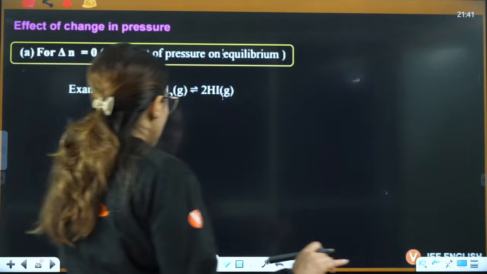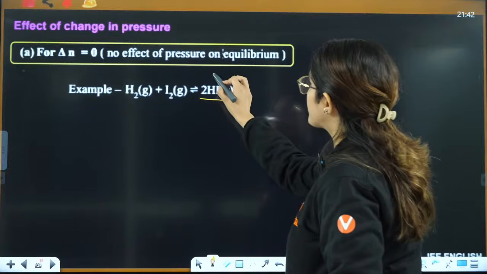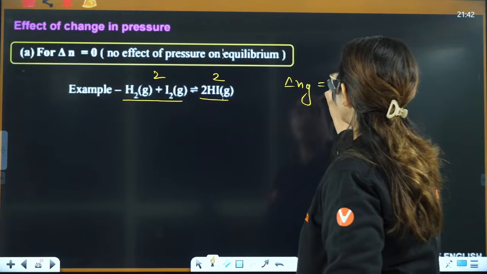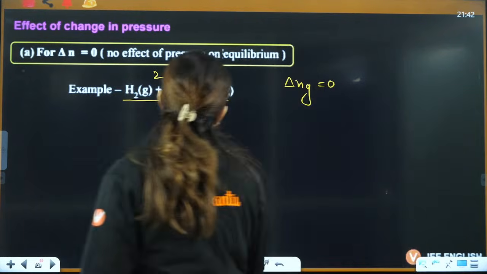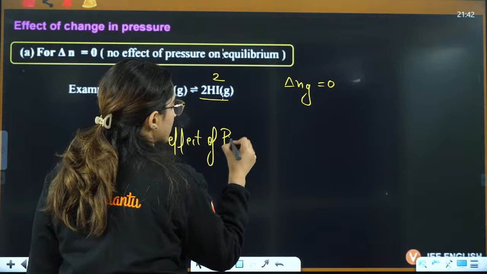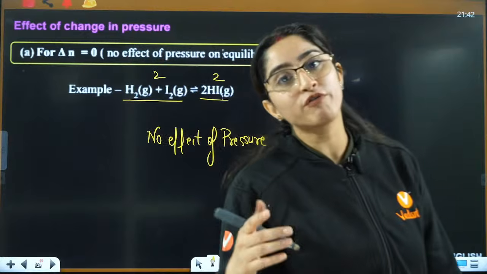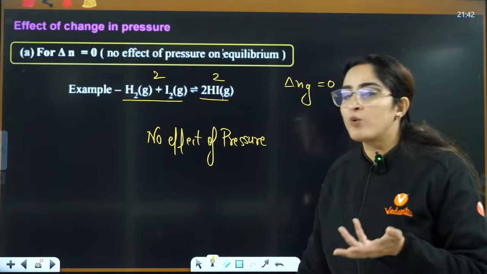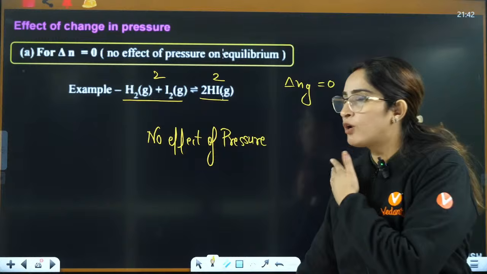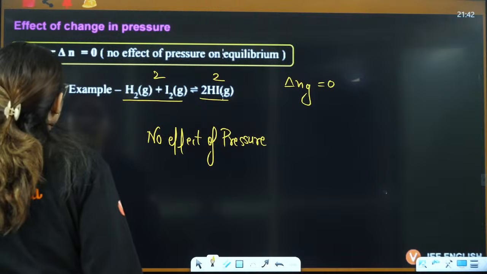Now I'll tell you how. If you see this particular reaction here, here the number of moles is 2, and here also the total number of moles is 2. That means total delta Ng is 0. Whenever delta Ng is 0, there is no effect of pressure. When you increase or decrease the pressure, it is according to the difference in the number of gaseous moles. If the number of gaseous moles is the same on both sides, then there is no effect of pressure. You change the pressure, it will not change the direction of the equilibrium.